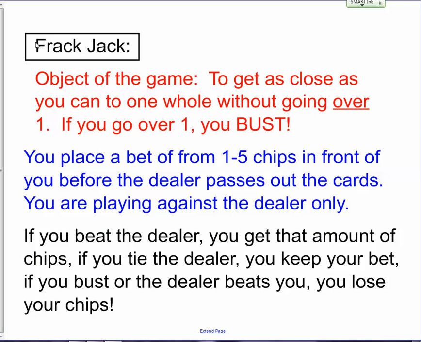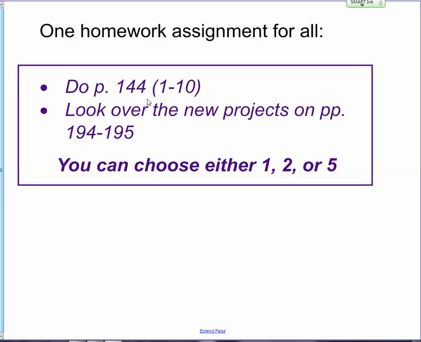Okay, then I taught you how to play FracJack. We'll play it next class. And you have just a little bit of homework practice. You're just doing part of this lesson today, so just numbers 1 through 10 for everybody.